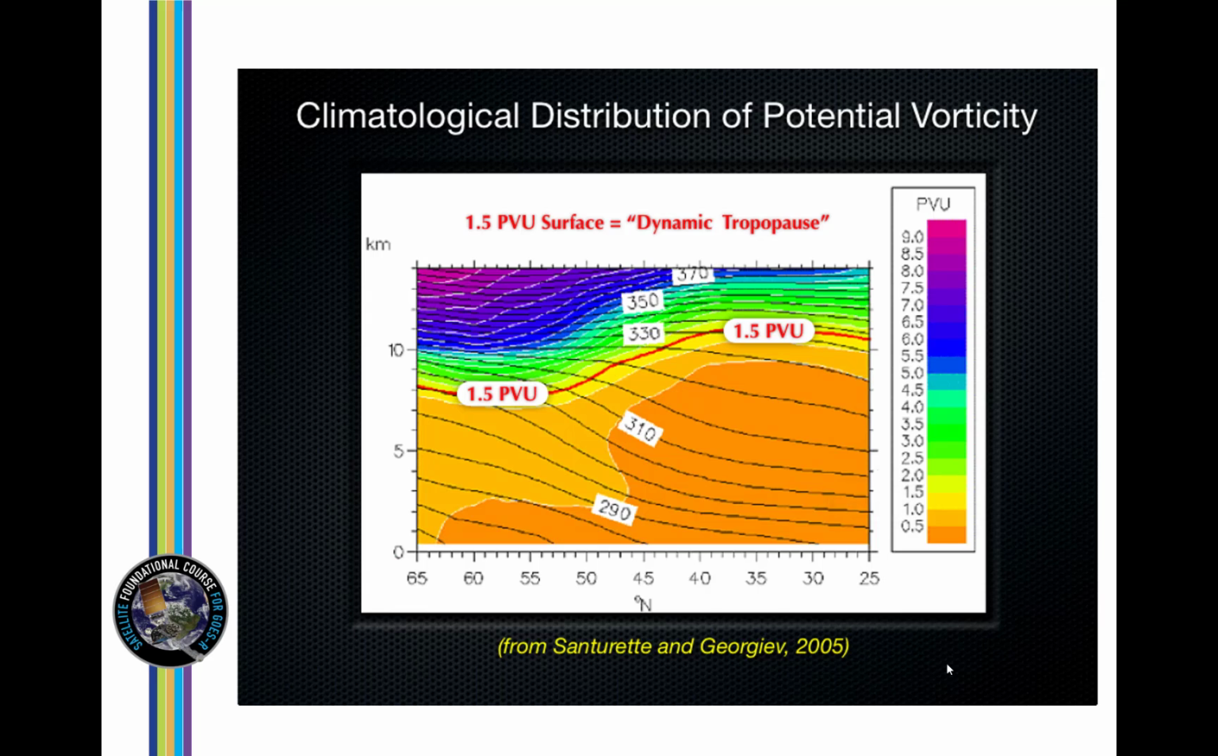The dynamic tropopause generally exists lower in the atmosphere at higher latitudes, toward the poles, and at higher altitudes in the tropics. I'll also be showing the 2 potential vorticity unit surface, which is a little bit higher in the atmosphere.